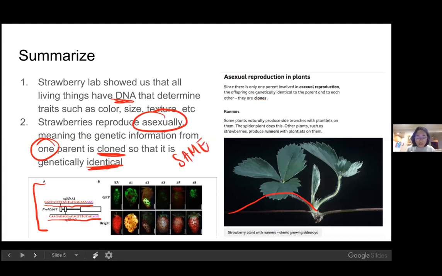There's no variation. So for example, with humans, we do have variation. We look very different from our parents. But because strawberries reproduce asexually, they will look exactly the same as their parents. They are basically clones of each other.